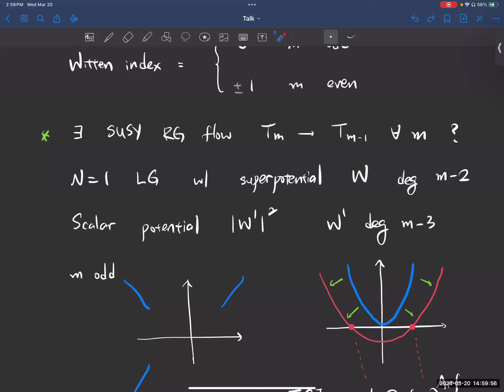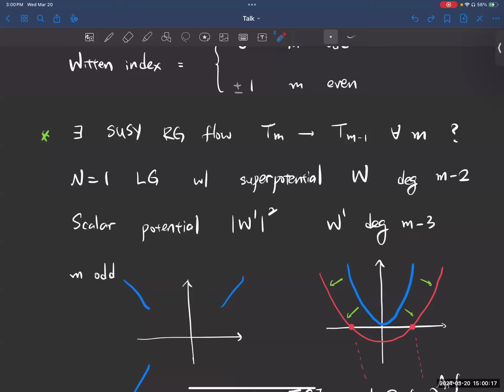So from this superpotential, it follows that the scalar potential is obtained by taking the derivative of it and then taking the absolute value squared. If you take the derivative, then of course the degree is decreased by 1. So it's degree m+1 now.